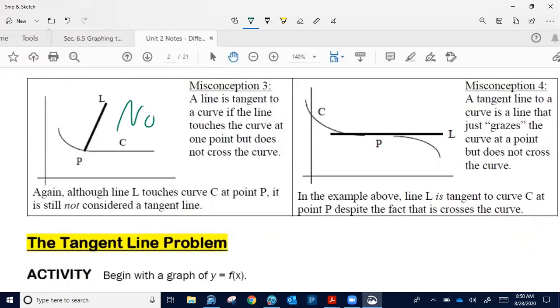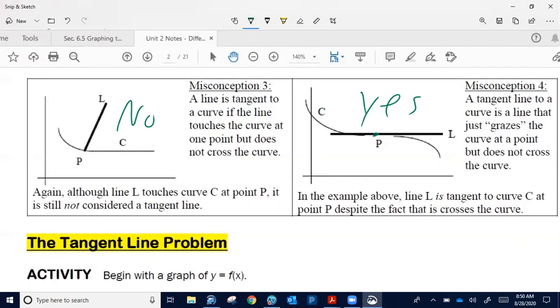And then sometimes people think a tangent line cannot cross through a curve. Well, you can cross a curve like this thick line here is doing, but it needs to skim against the curve. So it's under the curve and over the curve, but it doesn't cut through it completely. It's just skimming across the curve. So yes, that's a tangent line.